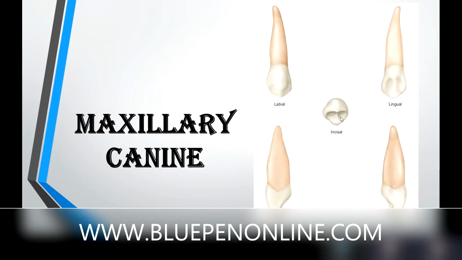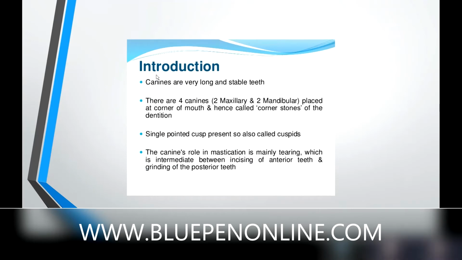So coming to the introduction, canines are very long and stable teeth. There are 4 canines, 2 maxillary, 2 mandibular, placed in the corner of the mouth and hence called the cornerstones of the dentition. A single pointed cusp is present, so they are also called cuspids. The canine's role in mastication is mainly tearing, which is intermediate between incising of the anterior teeth and grinding of the posterior teeth.